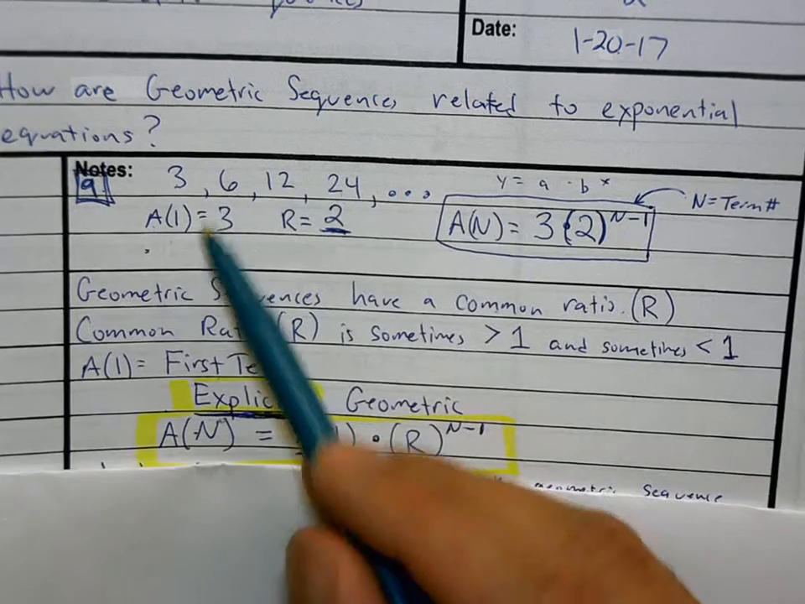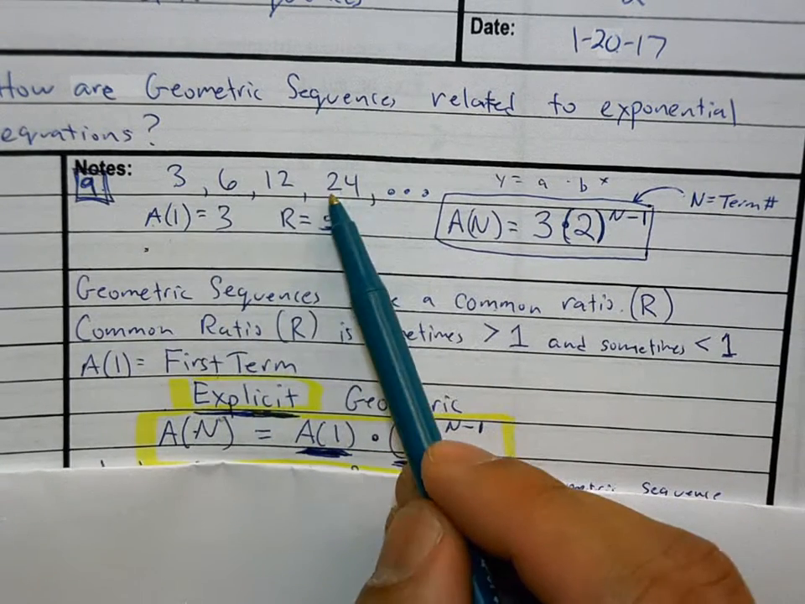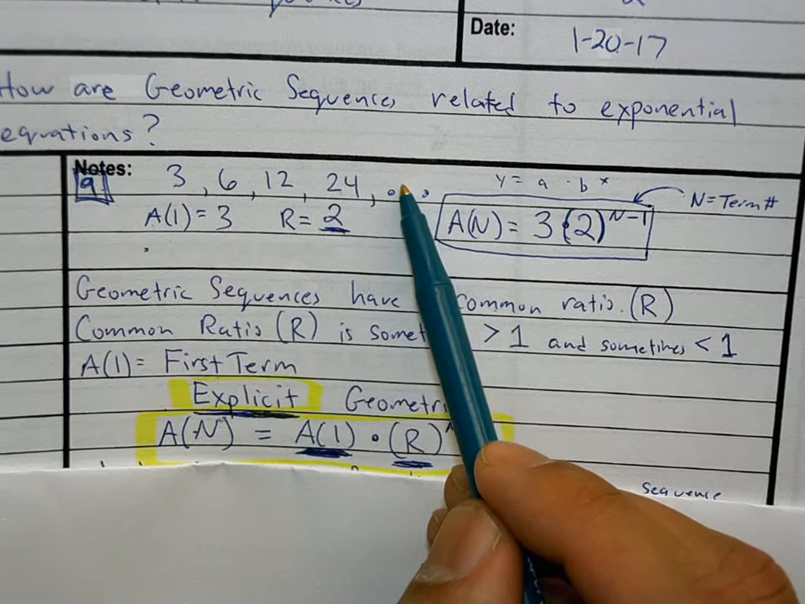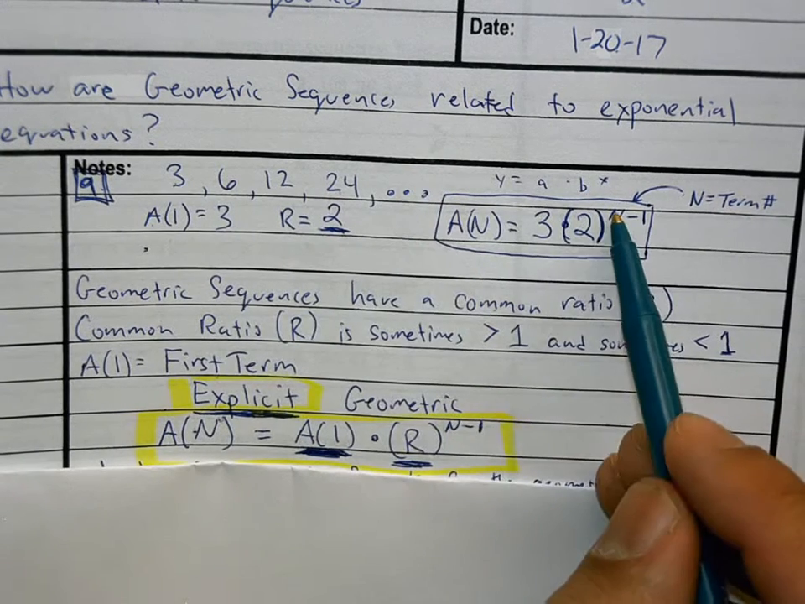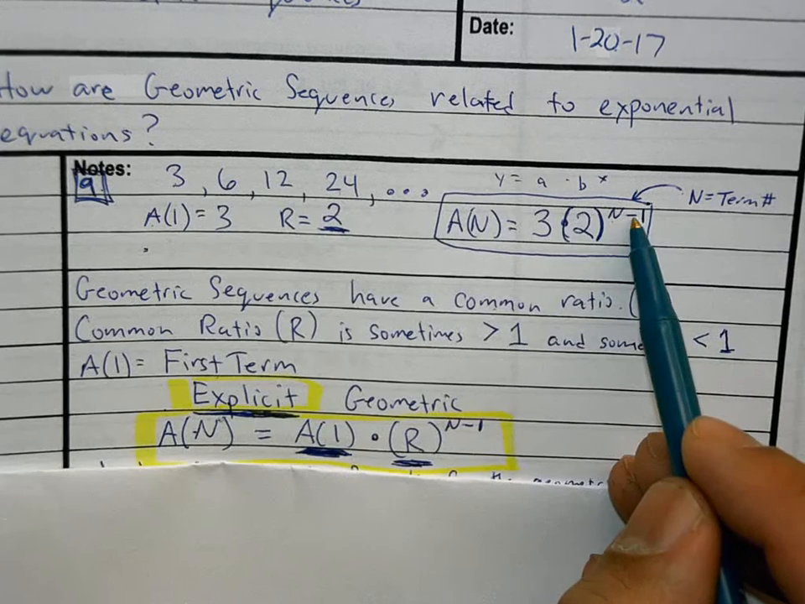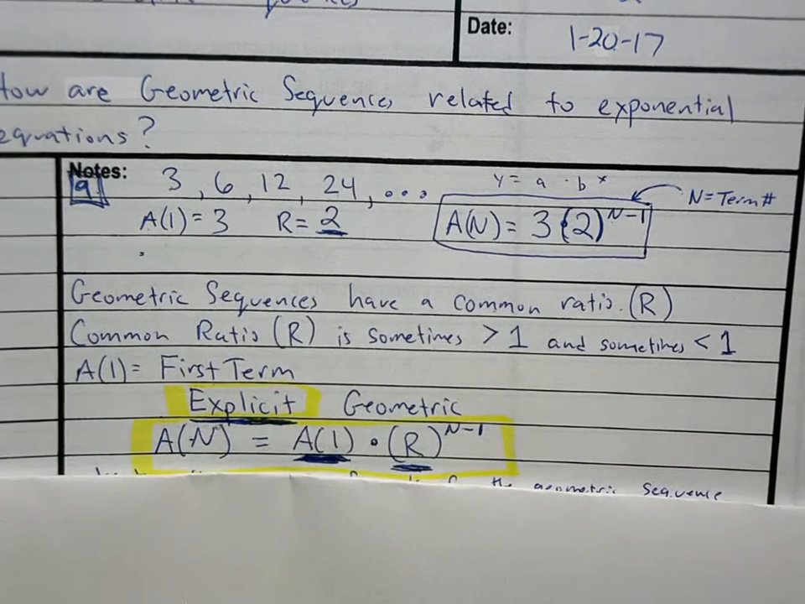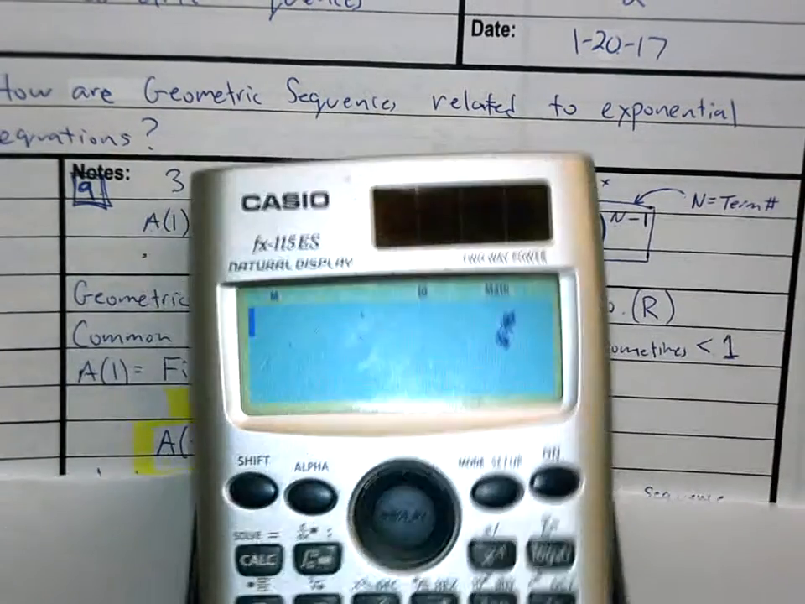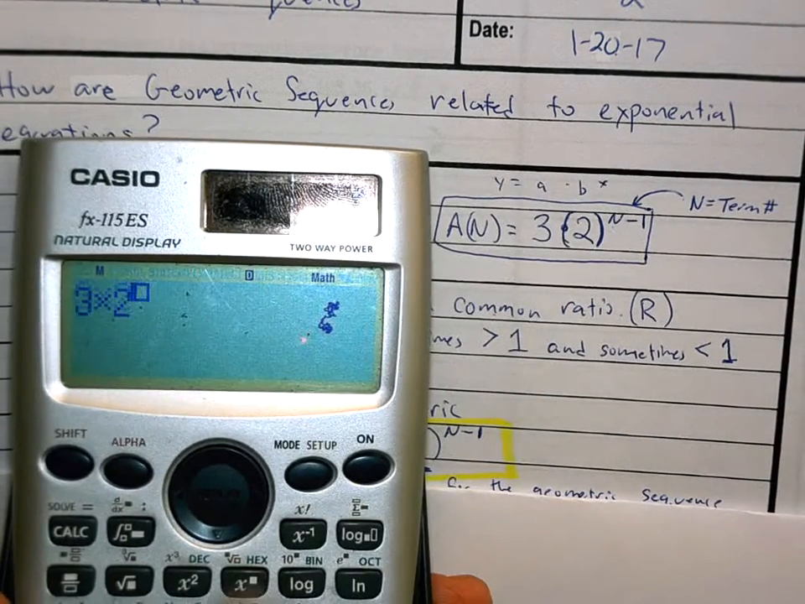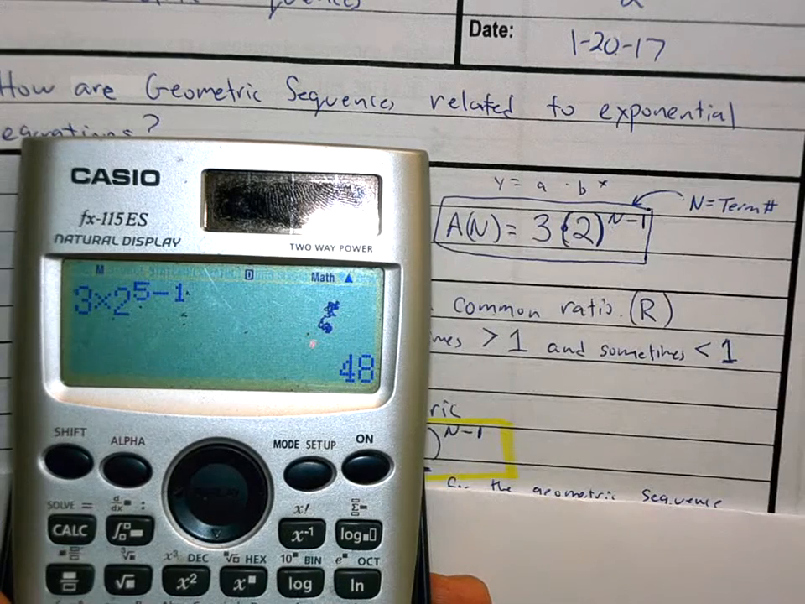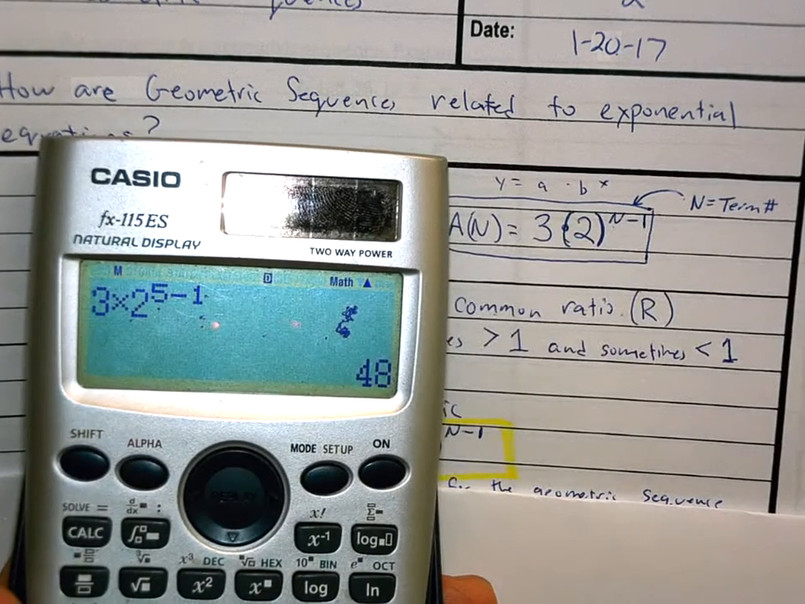For example, you see how this is the first term, the second term, the third term, the fourth term? Remember how we said it was going to be 48? We could find the fifth term by plugging in 5 right here: 5 minus 1, and do 3 times 2 to the 5 minus 1 power. Let me show you. See how that's 48? That's the next number.